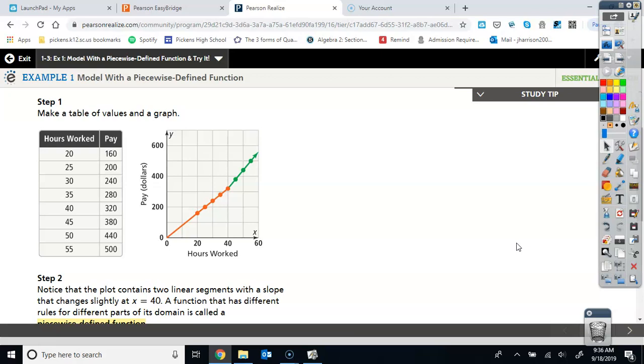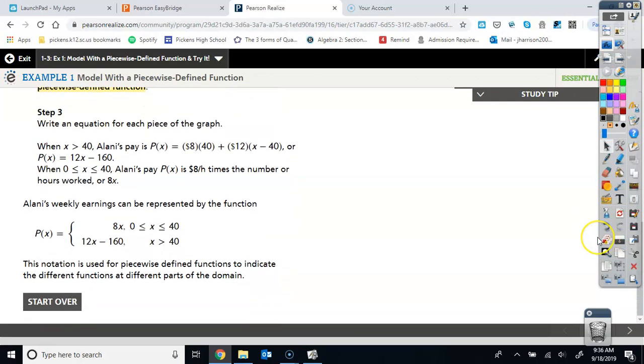So it's called a piecewise function because you have a piece of one function and a piece of another function. Notice both of those are linear because we are looking at mx plus b format for the first 40 hours and then anything after 40 hours.